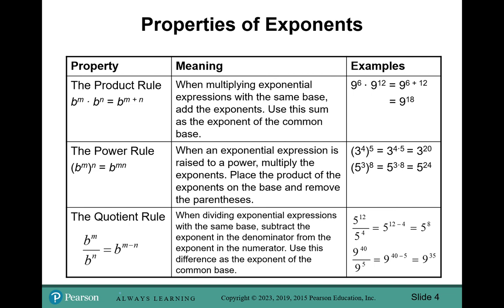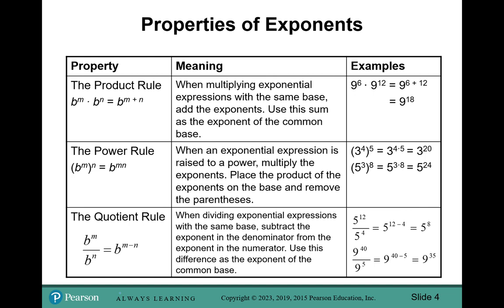We also have the power rule. b to the m to the n is the same thing as b to the m times n. When an exponential expression is raised to a power, we multiply the exponents. We place the product of the exponents on the base and remove the parentheses. So, in the example over here to the right, 3 raised to the 4th to the 5th equals 3 raised to the 4 times 5. 4 times 5 is 20, so we have a base of 3 raised to the 20th power.